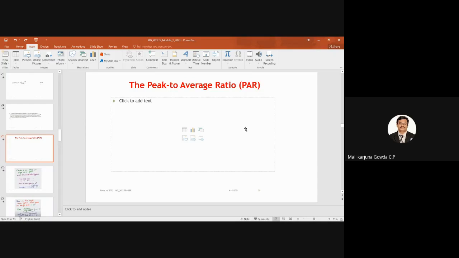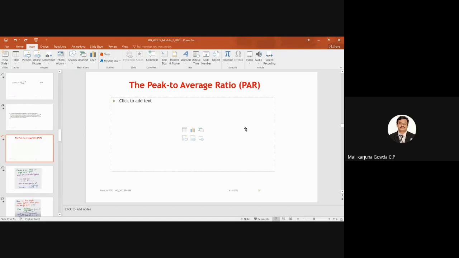See, peak to average ratio. It is a ratio of what? Peak power to the average power. Yes or no? It is in the name only. Peak to average means we need to find out the peak power of that signal and the average power of that signal. You take the ratio of that. That is the value of the peak to average ratio.